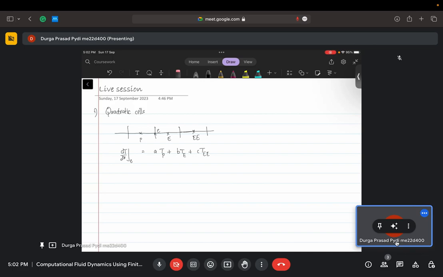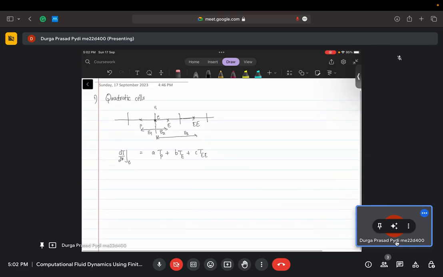If you consider this as our origin, a local origin, and this is delta 2, consider we have a non-uniform mesh, this is delta 1 and this is delta 3. In the last week we started out with the assumption that it is a uniform grid, but let us consider the general case when we have a non-uniform grid. So how do we go about it?